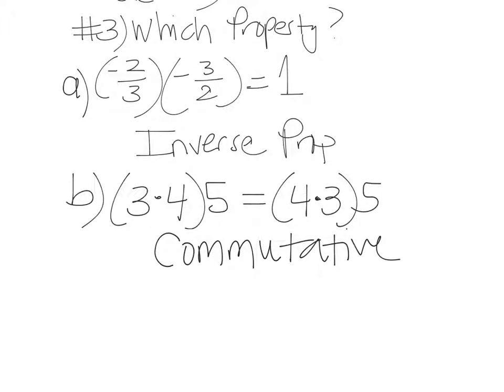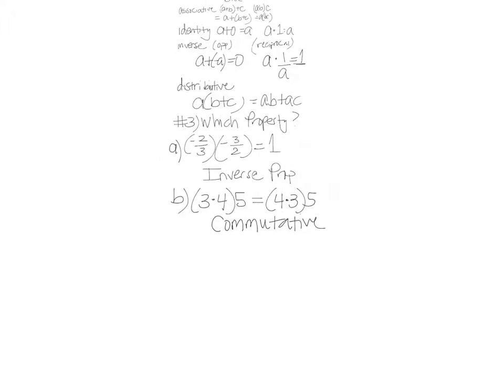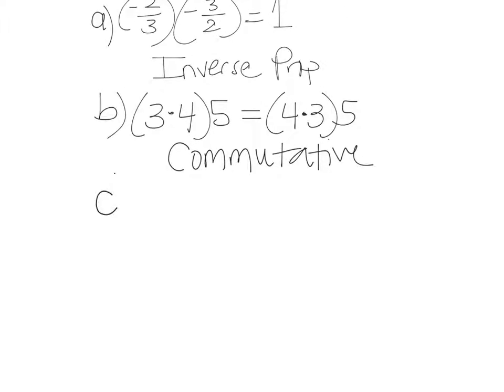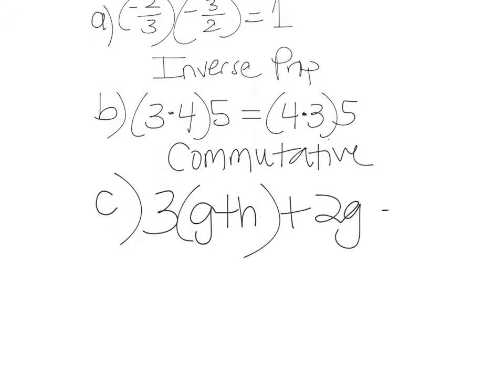All right. Next one. I'm going to let you try this one on your own. It's okay if you get it wrong. 3 times (g plus h) plus 2g equals 3g plus 3h plus 2g. Shh, don't shout it out.